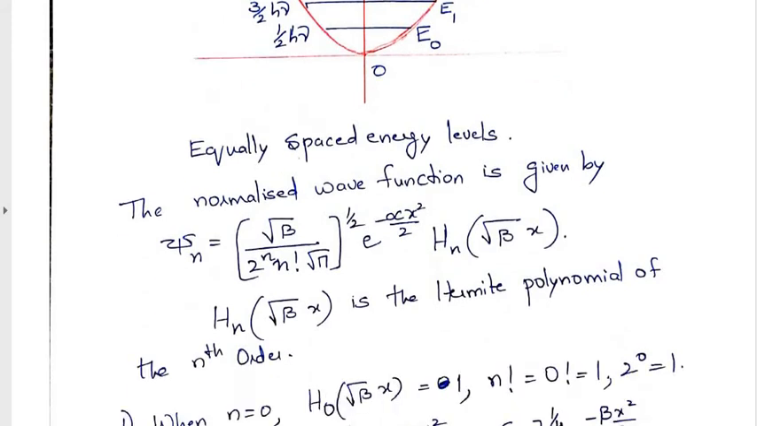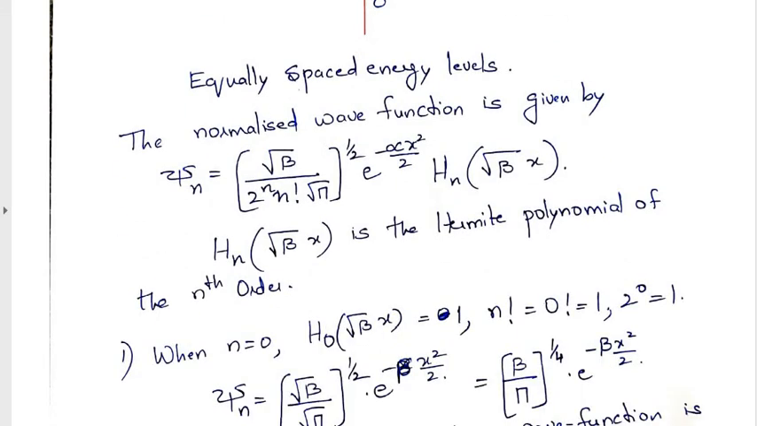Now the normalized wave function, you don't have to derive the equation for the wave function, you can accept it. So the normalized wave function is psi of n equal to root beta by 2 to the power n, n factorial, under root of pi, whole to the power of half, into e to the power of minus alpha x square by 2 into Hn of root beta x. Hn of root beta x is the Hermite polynomial of the nth order.